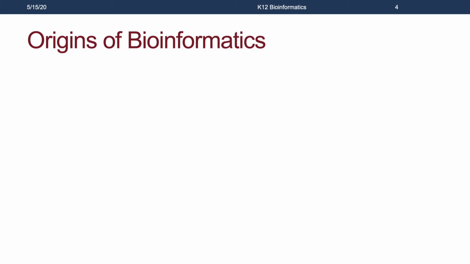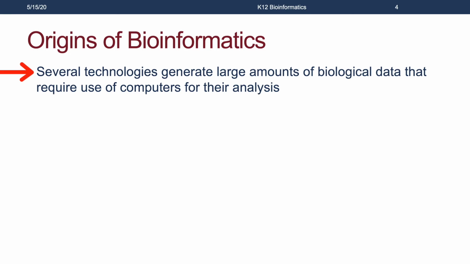Describing the origins may help us put bioinformatics into perspective. A few decades ago, most scientists could look at one biological observation at a time and take notes in a lab notebook to record the observations. However, several technologies started to become available that generate large amounts of biological data that require computers for their analysis. In many cases, the data is captured by a device directly to a computer anyways, so the concept of recording the observations on paper has become obsolete.